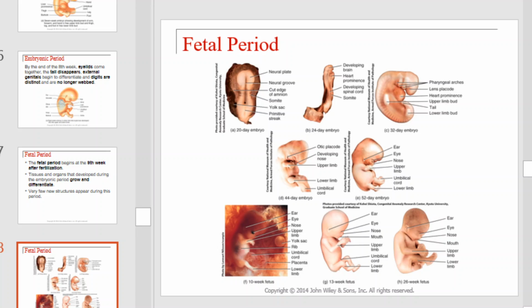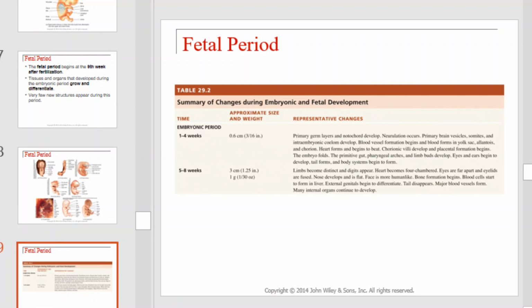This is a graphic illustrating the process of development that occurs during the fetal period. And this table will provide you with a summary of changes during the embryonic and fetal development. The time period, approximate size and weight, and representative changes are all listed.